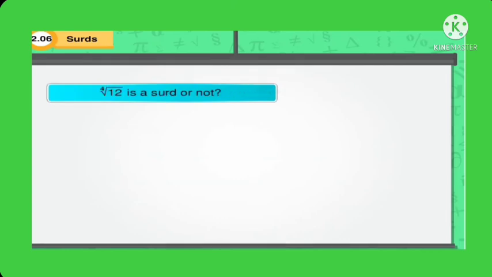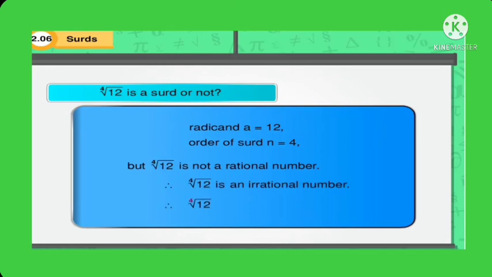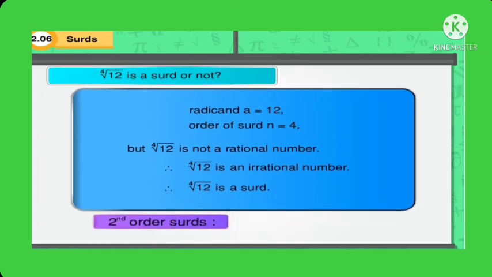Now let's take another example, fourth root of 12. Is it a surd or not? Now here also, radicand a is equal to 12 and the order of the surd n is equal to 4. But fourth root of 12 is not a rational number. Therefore, fourth root of 12 is an irrational number. So fourth root of 12 is a surd. So any irrational number is a surd. So second order surds are root 2, root 3, root 5, etc. Now here the surds of order 2 are also called quadratic surds.